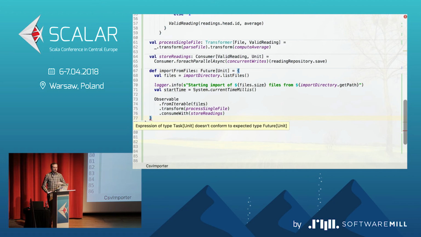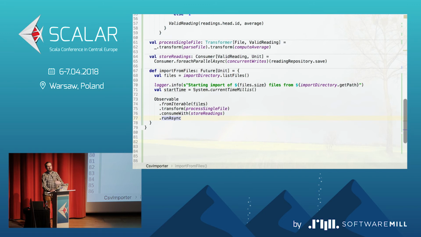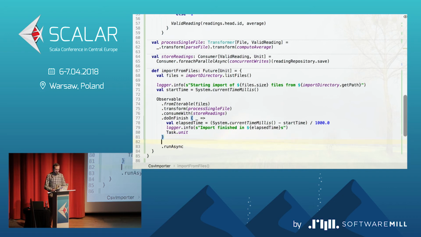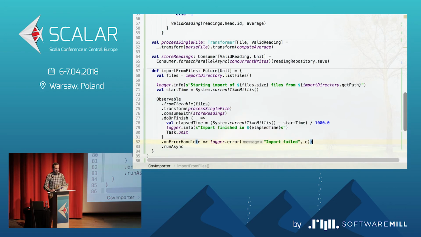Now you can see that we declared our method to return a future, but the pipeline built in terms of Monix APIs returns a task. So the ultimate step here is that we need to call run async, which basically runs the task and returns a completable future. We have some callbacks that we can use to check whether the pipeline completed or failed with an error. For example, when it succeeded, we can compute the elapsed time and log it. If it failed, we receive an exception that represents an error, and we can also use it for some logging purposes.